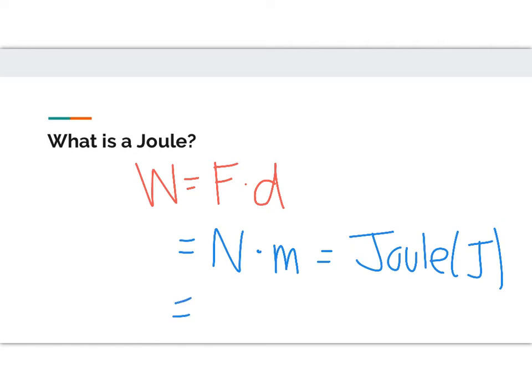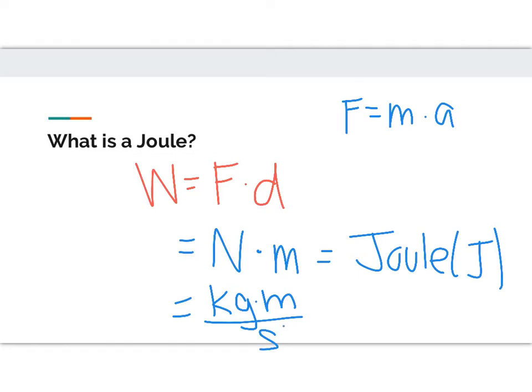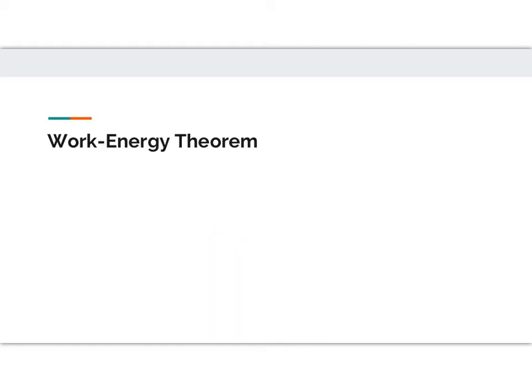So what is a newton? Well, force equals mass times acceleration. So a newton would have to be kilograms times meters over seconds squared. Now, let's keep that in mind as we go on and talk a little bit more about how we can define work. Now, work and energy are actually the same thing.